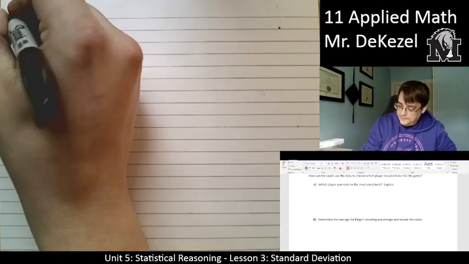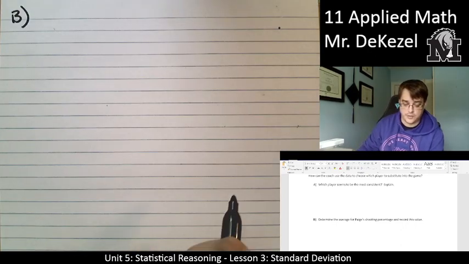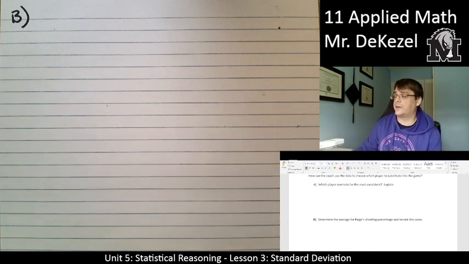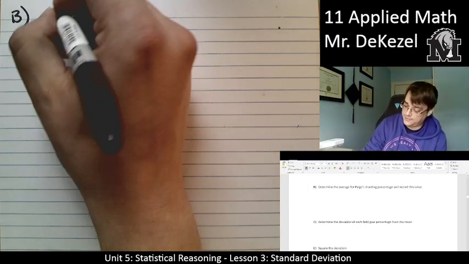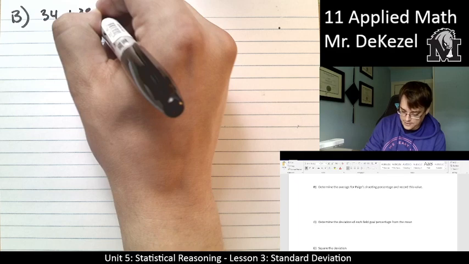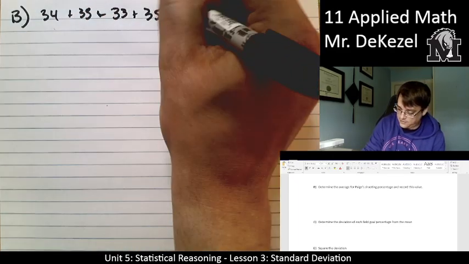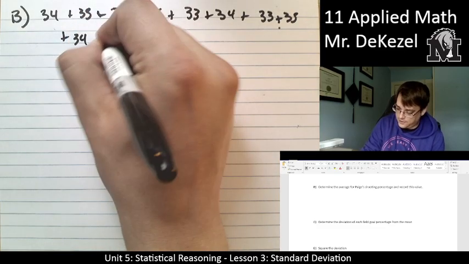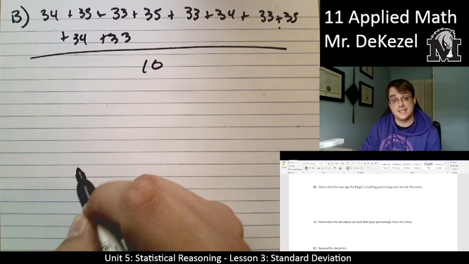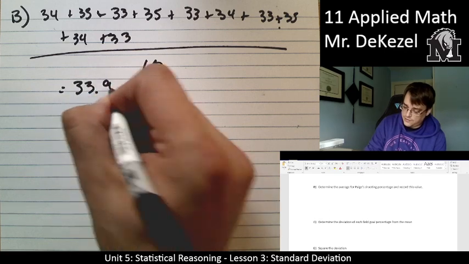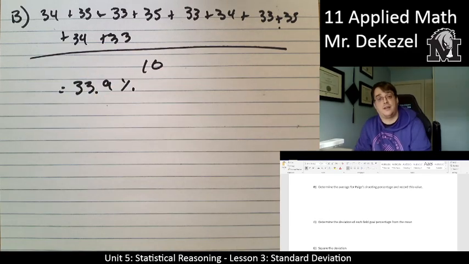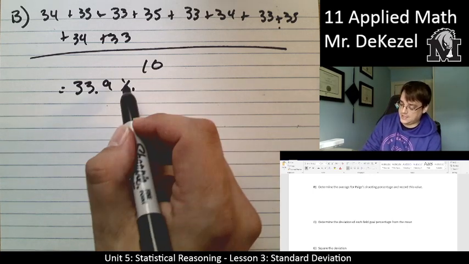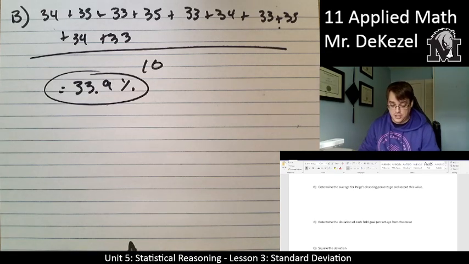All right, B. Determine the average for Paige's shooting percentage and record this value. So essentially, with the average that we're talking about here, we mean the mean. So we are going to add up all her values and divide them by 10. 34 plus 35 plus 33 plus 35 plus 33 plus 34 plus 33 plus 35 plus 34 plus 33, and this whole thing then divided by 10. We get an average of 33.9 percent shooting. So about a third, and we already know that she's very consistent. This is pretty much what you can expect each and every game.